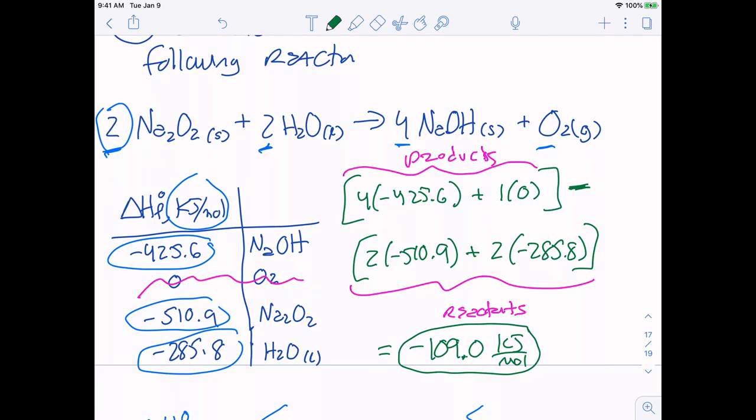Sig figs, I'm adding and subtracting, so I went by digits after the decimal place. This is just here as a reminder that we have to add it together. So 1 after the decimal point, 1 after the decimal point, 1 after the decimal point, so 1 after the decimal point.